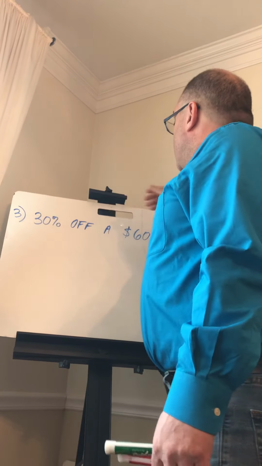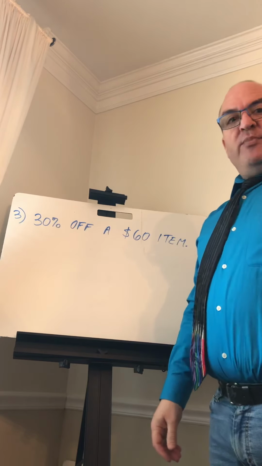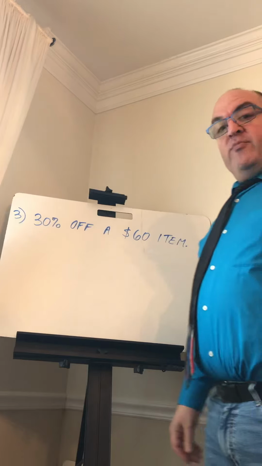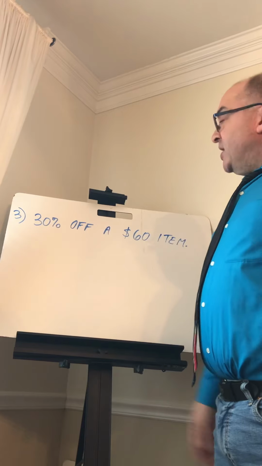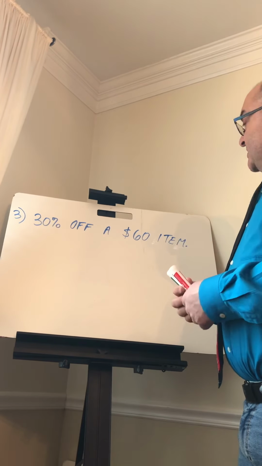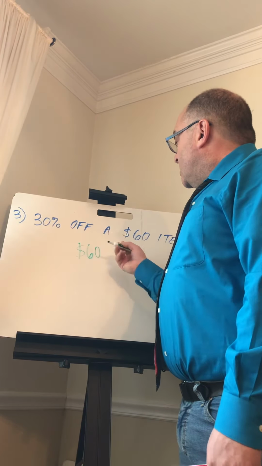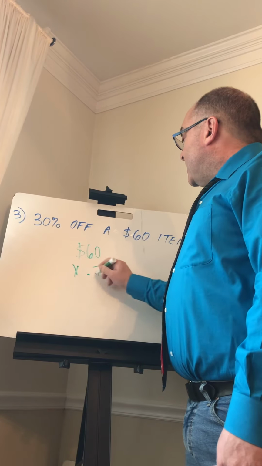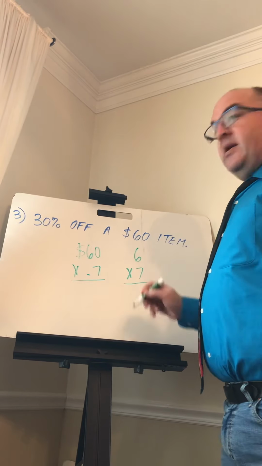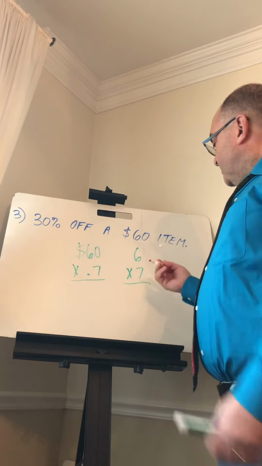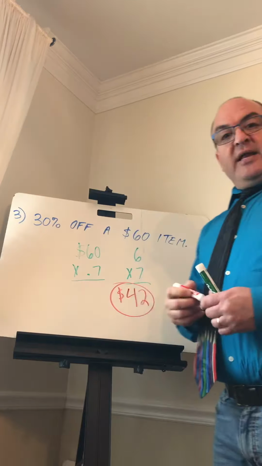All right? You want to take 30% off a $60 item. Well, if you're taking 30% off, okay, what are you paying? You're paying 70%. Does that make sense? Right? Because 100 minus 30 is 70. So a $60 item, right? $60, okay, times 0.7. Or couldn't you just do 6 times 7? 6 times 7 is 42. Were you able to get that before I did?